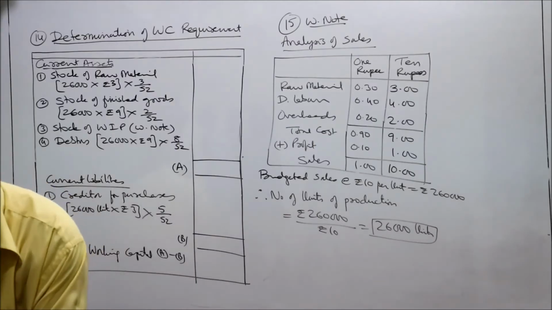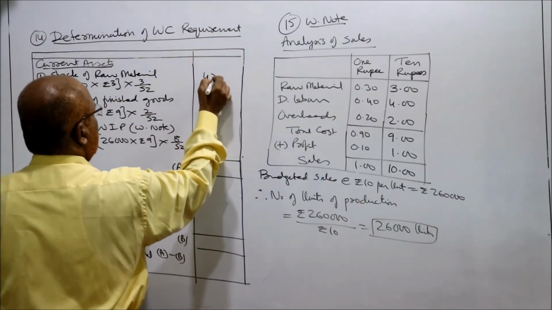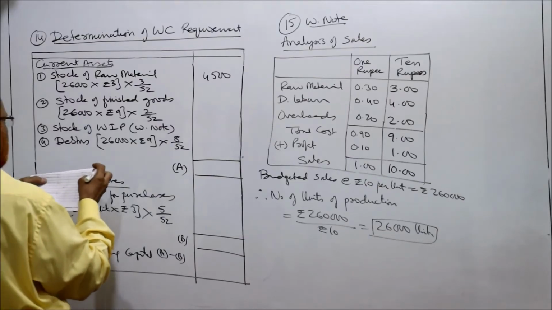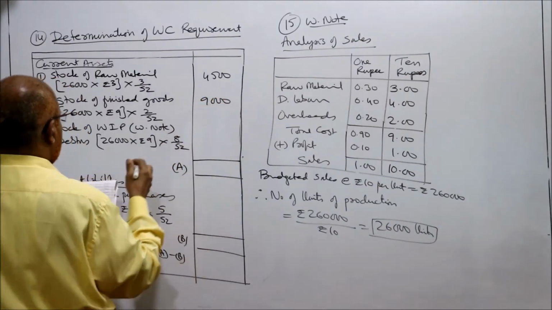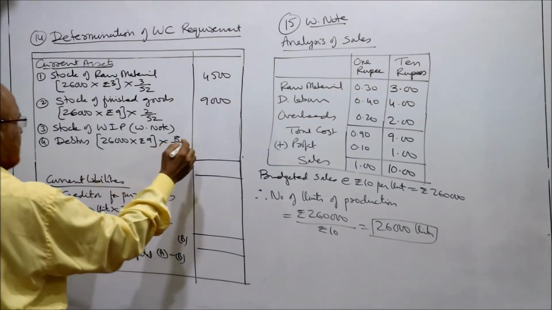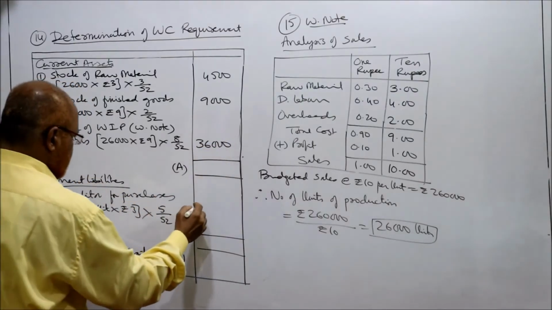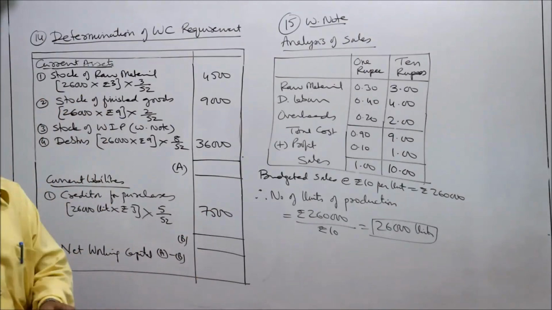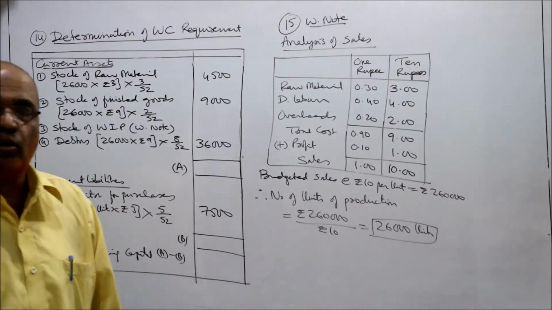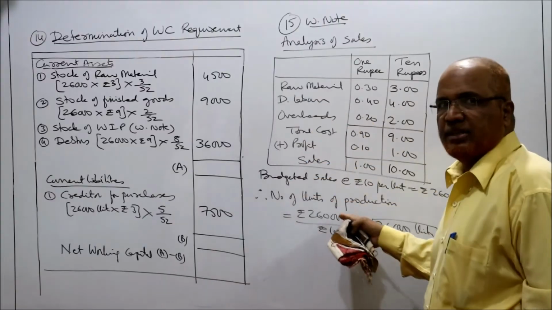Now we need the calculations part. 26,000 into 3 by 52, 4,500. Here stock of finished goods we get 26,000 into 9 into 2 by 52. It is 9,000. Then stock of work in progress we have to calculate. Debtors are 36,000 and creditors are 7,500. Now the only thing is we have to calculate the value of work in progress in the working note. So hope you have copied down this working note analysis of sales and budget. You have copied down.